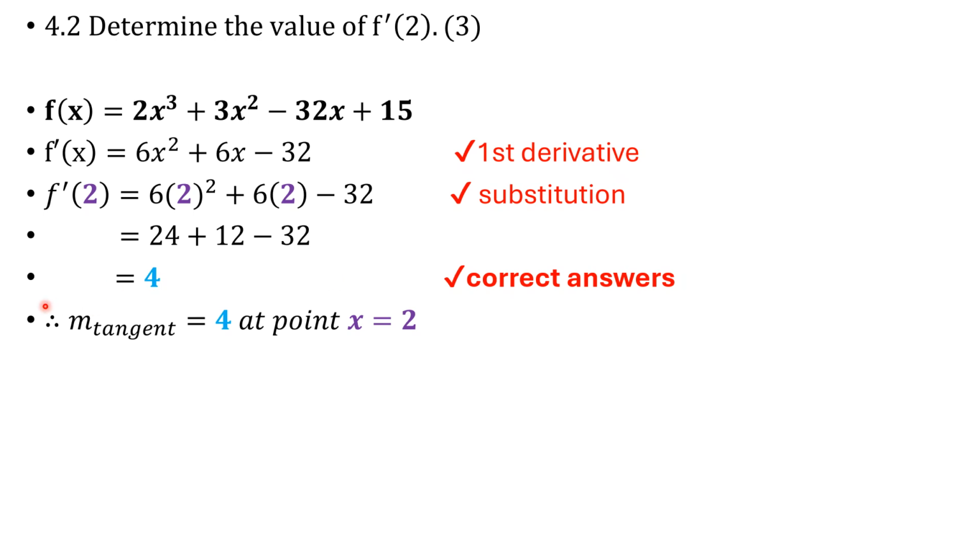Take note, although I didn't ask it, I'm now preparing you for what you just found. You found the gradient of the tangent would be 4 at the point x equal 2. So where my cubic function and that straight line that touches it at one point meet, the gradient of that straight line would be 4, while x equals 2. All right, I hope you understand. Look at number 5.